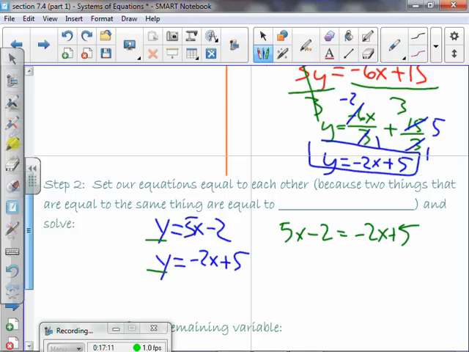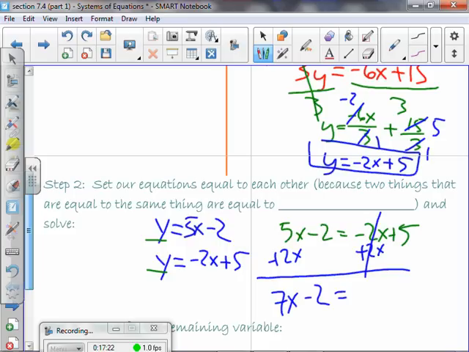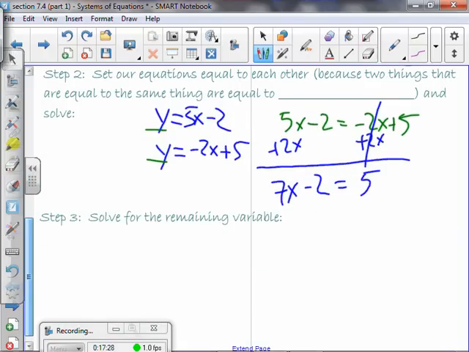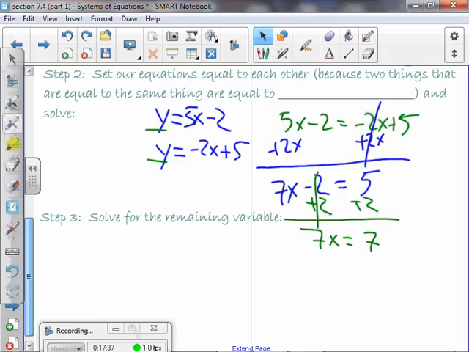Okay, now I want x's to only one side, so I will add 2x to both sides. Those cross out. I get 7x minus 2 equals 5. Almost done getting x by itself. Two more steps, but they're easy. Plus 2, plus 2. 7x equals 7. I can see the answer already, but if you can't, divide by 7. Divide by 7. 7 divided by 7, x equals 1.